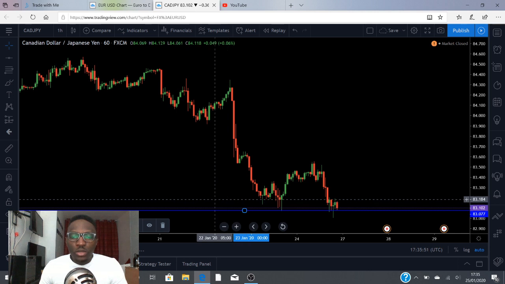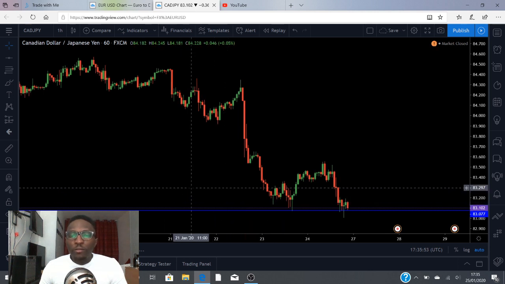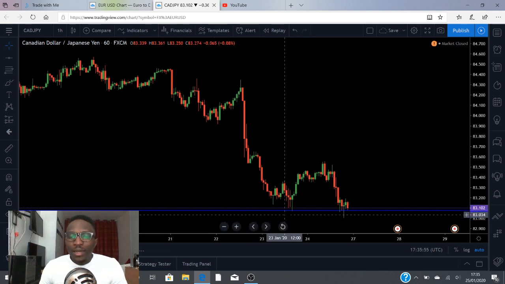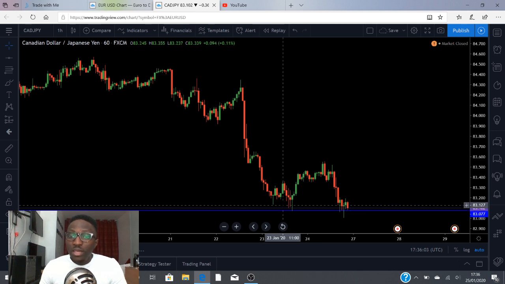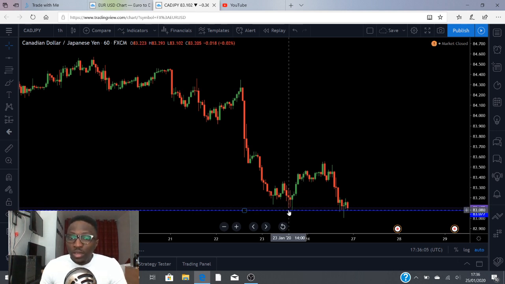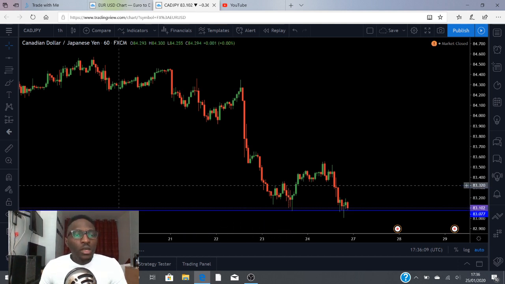And the way we're going to do this, we're going to go back and see if the market has respected this level in the past. How many times has this market tested this level? Is this a good support level? Is this a good strong support level? Because if it is, then you have another case, another reason for you to go long on this market. So we're going to go there.